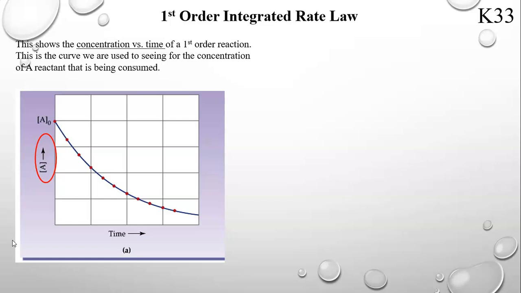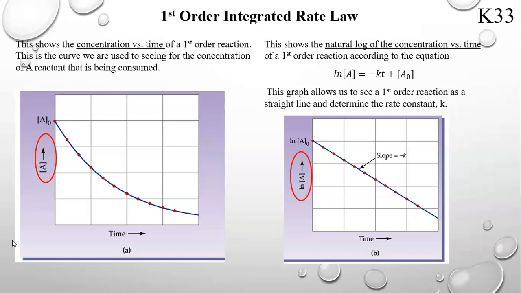So this shows a concentration versus time of a first order reaction. This is the curve we're used to seeing for the concentration of a reactant that is being consumed. Over on the right, this is the natural log of the concentration versus time of a first order reaction according to the equation that we just saw. This graph allows us to see a first order reaction as a straight line and determine the rate constant k.